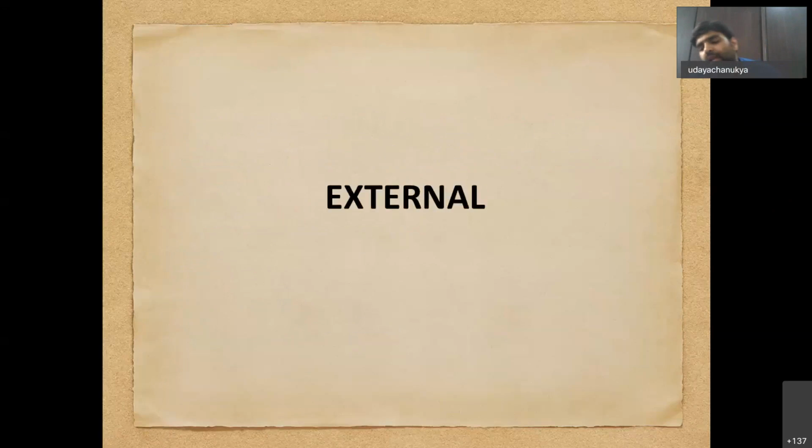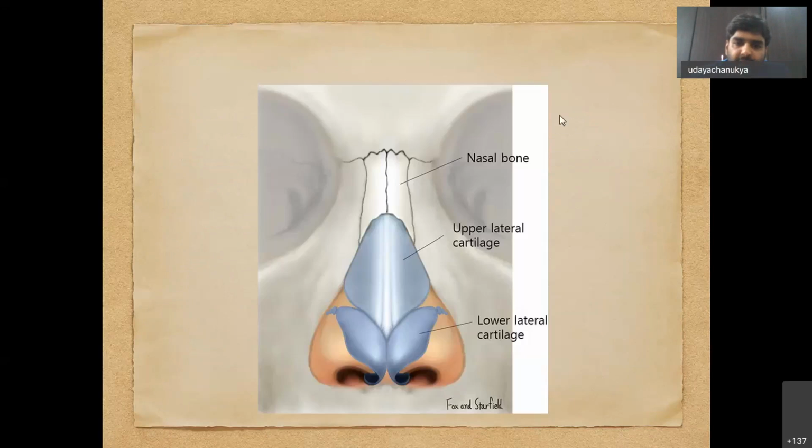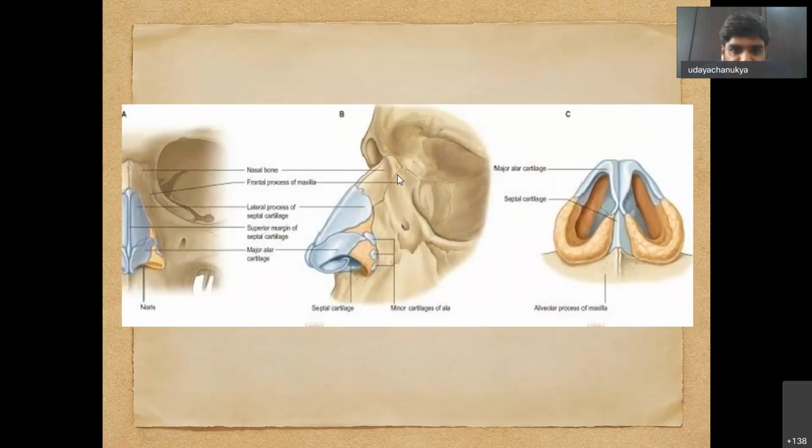Coming to the external part, this is how the external appearance of the nose looks. There are two nasal bones at the root of the nose, and an upper lateral cartilage, a paired part of the upper cartilages, and the lower lateral cartilages below it. Coming to the lateral view, we can see it more clearly.